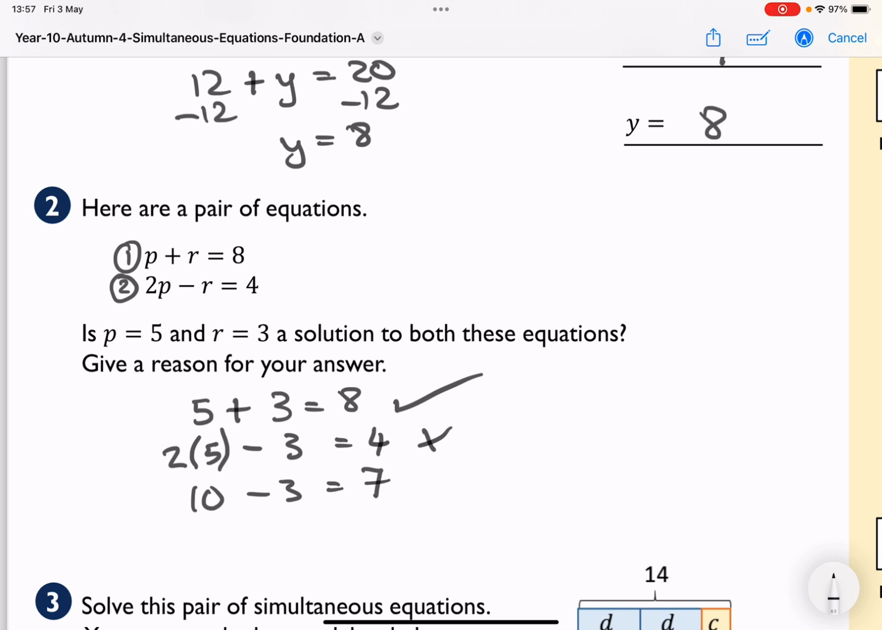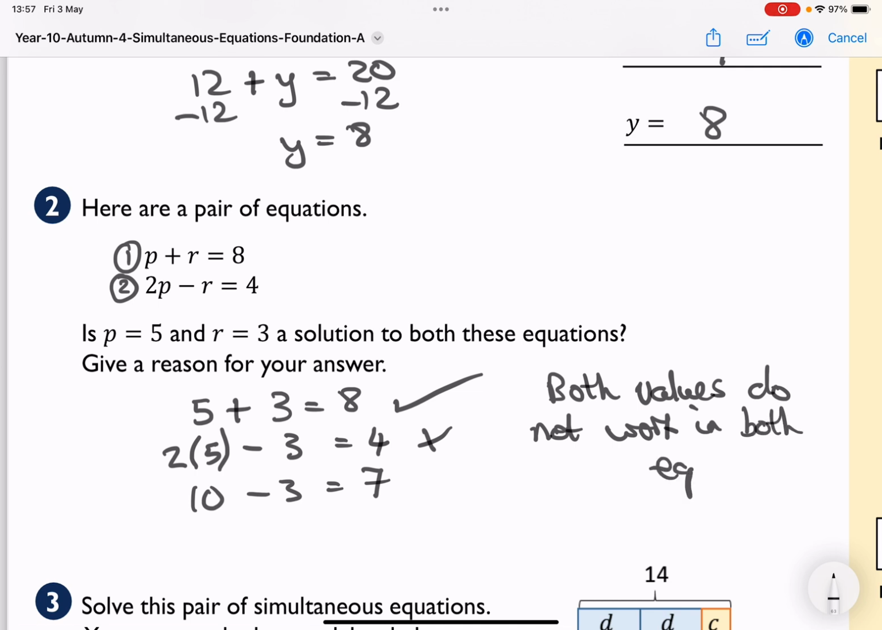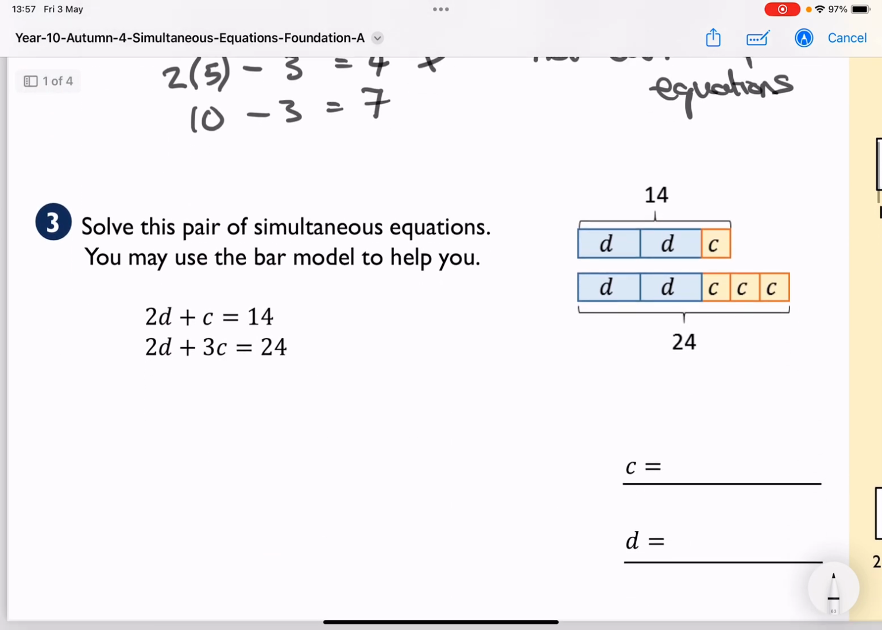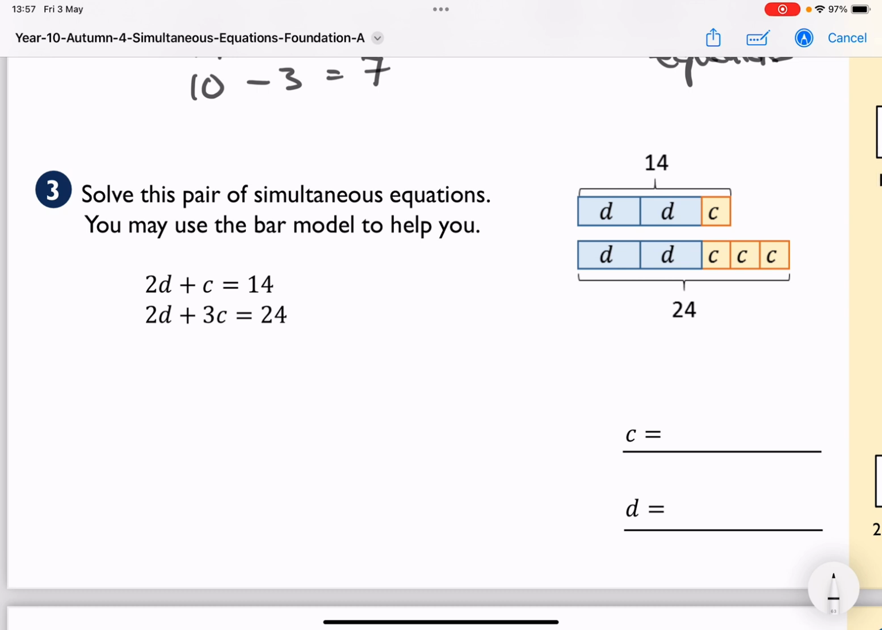However, it doesn't. So the reason is both values do not work in both equations. Okay. And then the next question involves this bar model. And it says, solve this pair of simultaneous equations, may use the bar model to help you.